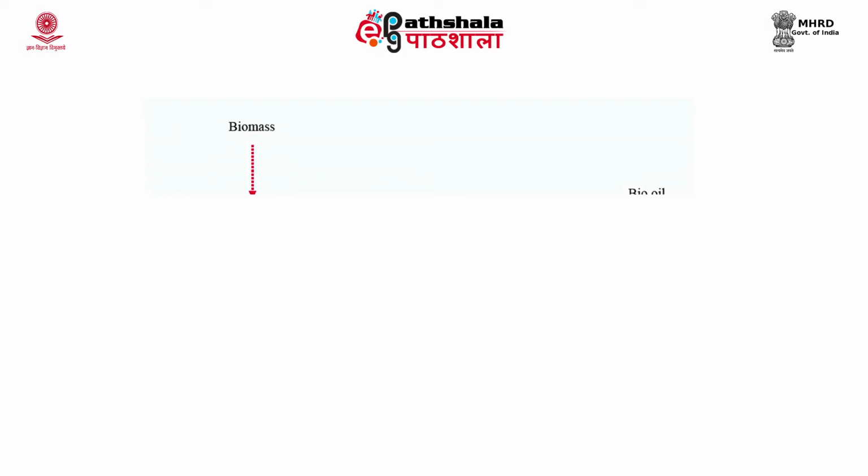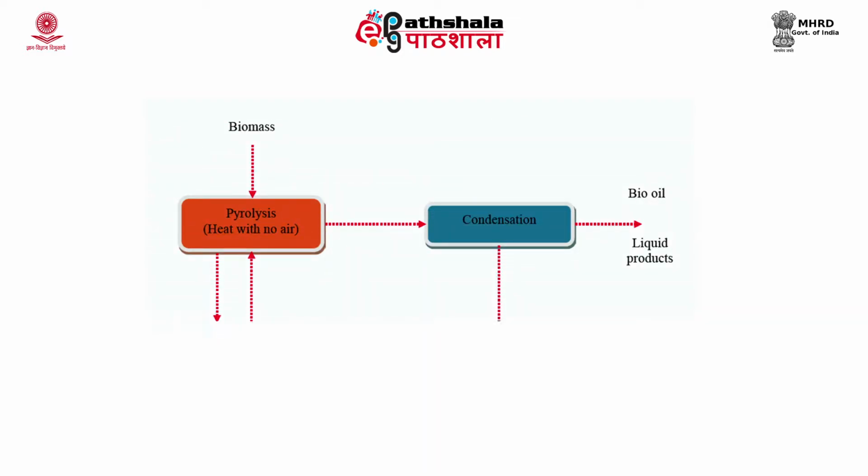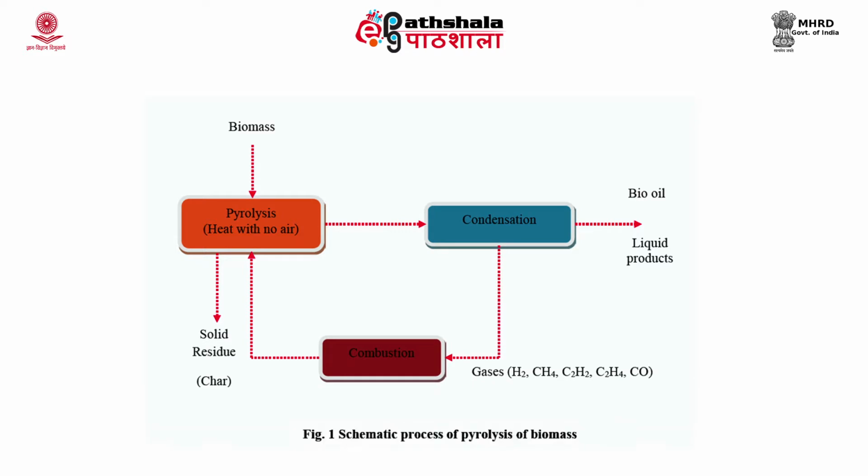This schematic diagram shows the pyrolysis of biomass. Biomass undergoes pyrolysis while heating with no air, and it produces bio-oil, which is the liquid product after condensation. It also produces gases, and the remaining solid residue is known as char or biochar.